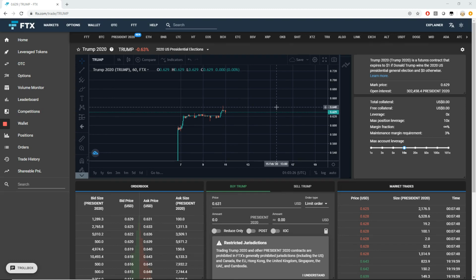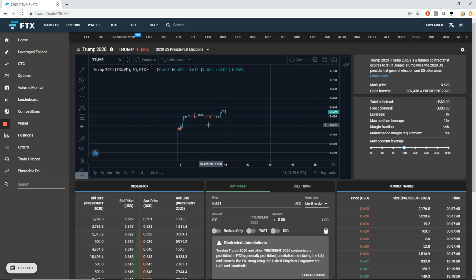Hey guys, wanted to give you a rundown of the new President 2020 contracts on FTX. You can find these under the header here at the top, President 2020, and we've got the range of candidates underneath. What this futures contract is looking at is the likelihood of each of those candidates winning the US presidential election. So each of these contracts will expire to the value of $1 if the candidate is successful.